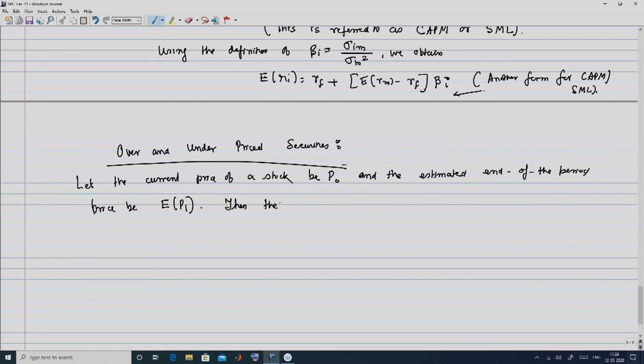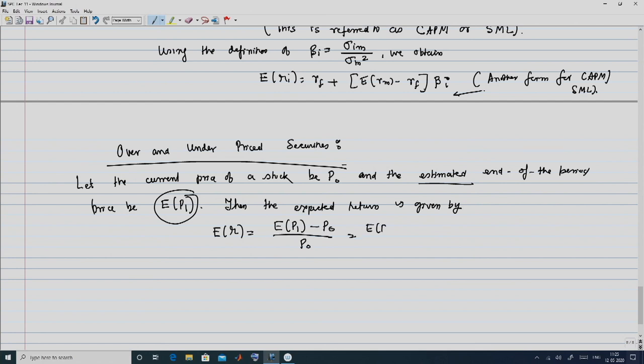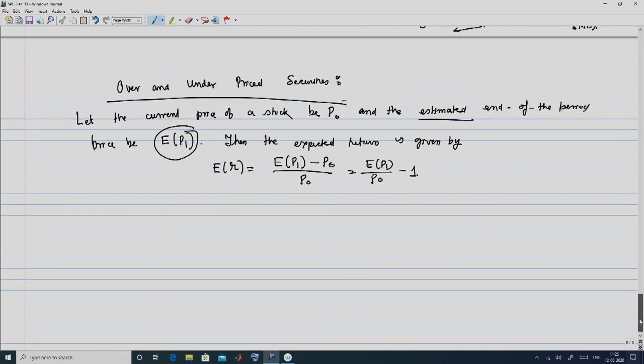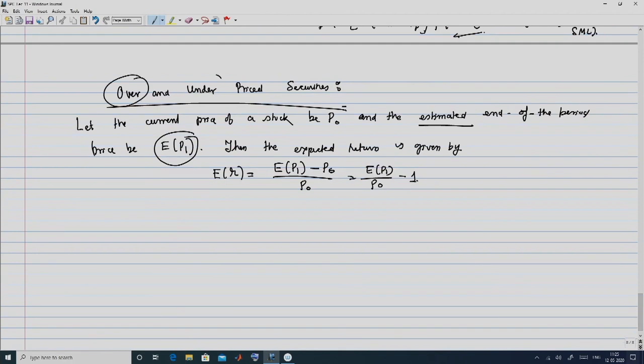Then this is actually the expected price, which you call an estimate, and so the expected return is given by, so we will make use of the definition. What is expected return? Expected return E of R is going to be the expected price E of P1 minus P0 over P0. So, this is E of P1 over P0 minus 1. Okay, now let us look at the over and under pricing aspect in the context of the CAPM.